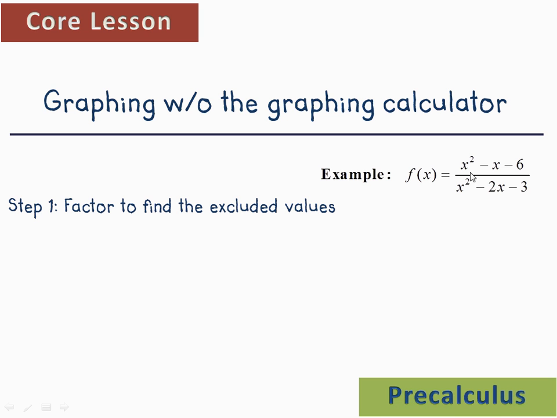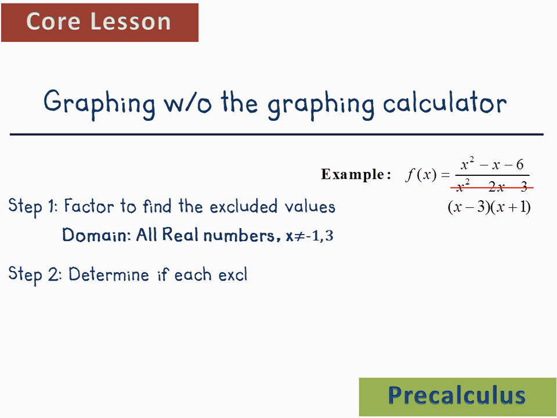And I know I'm going to have 2 excluded values because it's x squared. So I factored, and I find the excluded values to be 3 and -1. Therefore, the domain is all real numbers. x cannot equal -1 or 3.